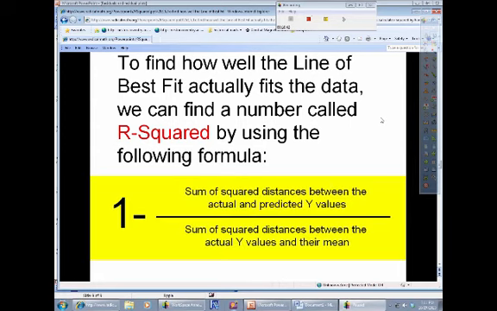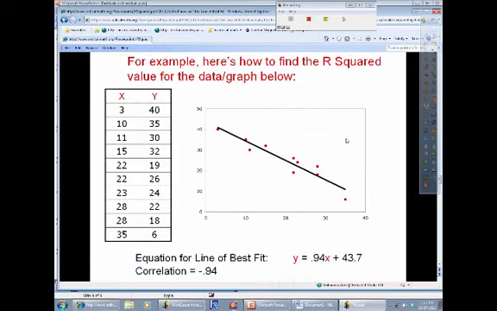Now, they have it written out in words. It's 1 minus the sum of the squared differences between the actual and the predicted y's. Remember, that's how we found our residuals. And then the sum of the squared differences between the actual y and their mean. So here we've got this line, and the line of best fit is y hat equals 0.94x plus 43.7, with a correlation of negative 0.944.